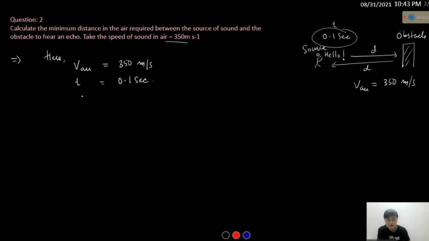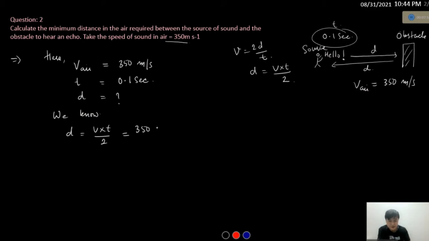Okay, and what do we have to find? The distance. For the echo, the distance formula will be v equals 2d upon t. So d will be v into t upon 2, the 2 will come down. So distance is equal to velocity into time upon 2, which will be equal to v, which is given as 350 meter per second, into time, which is 0.1 second, divided by 2.